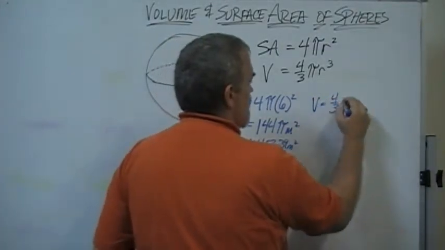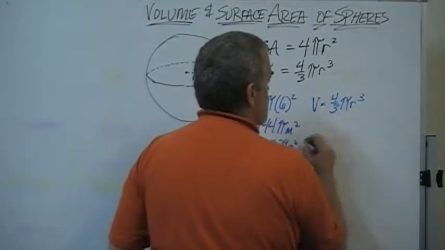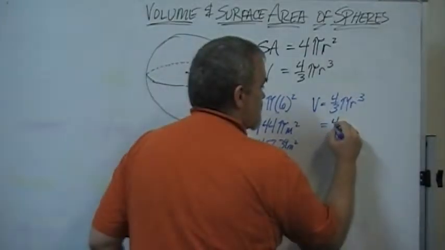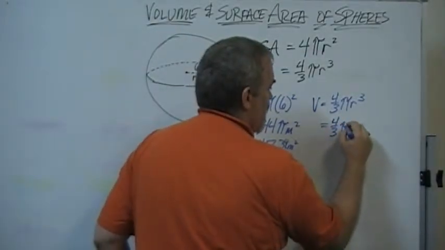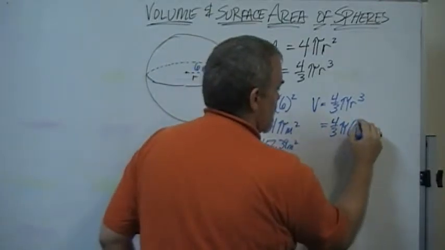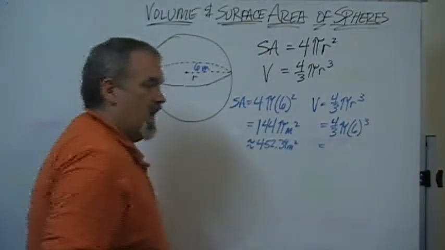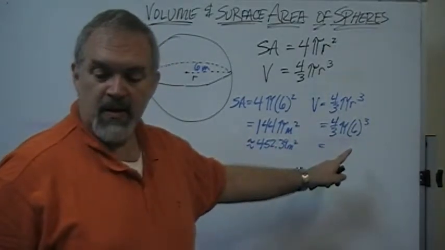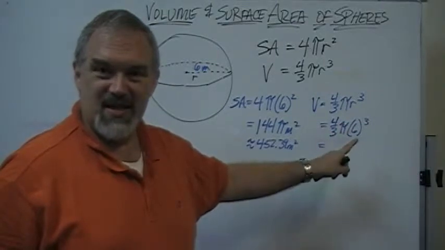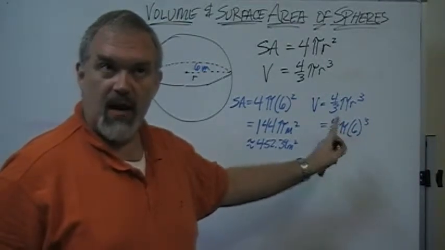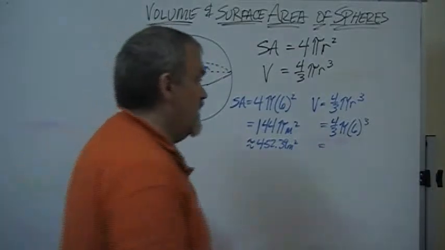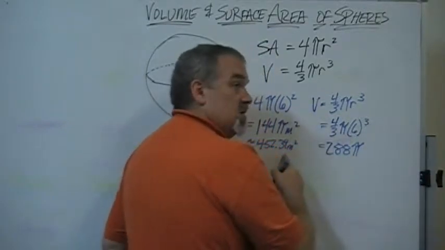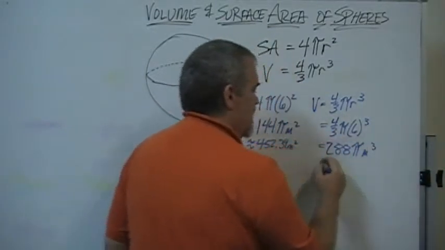equals 4/3 pi r cubed, and then all we have to do once again is fill in our radius. 4/3 pi, and it's 6 cubed. And if I need an exact answer, then all I have to say is 6 cubed is 216, and I multiply that by 4/3, and I get 288 pi, again meters, but it's cubed now, it's 3-dimensional.